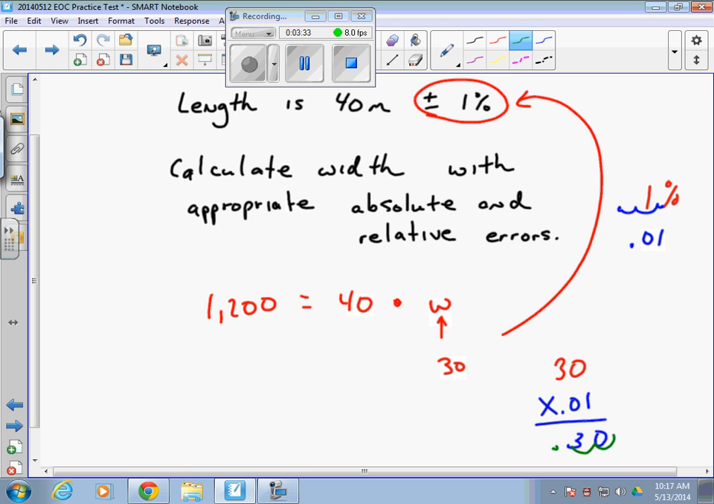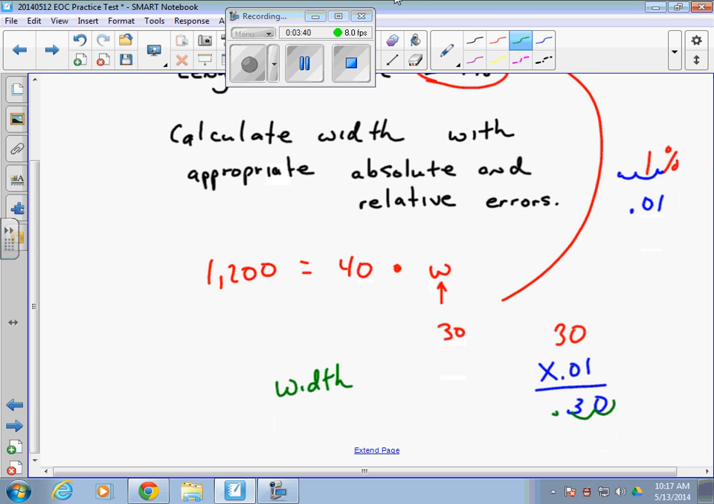So your width is going to be between 29.7 and 30.3. The larger side is going to be 0.3 over 30, and it's going to go 0.3 under 30, so 29.7. So it's just 0.3 smaller than 30 and 0.3 longer than 30.